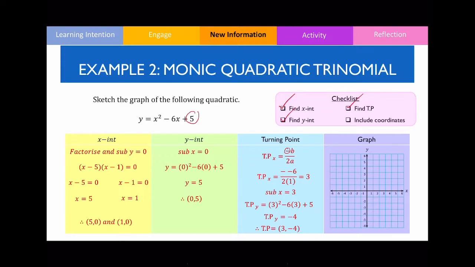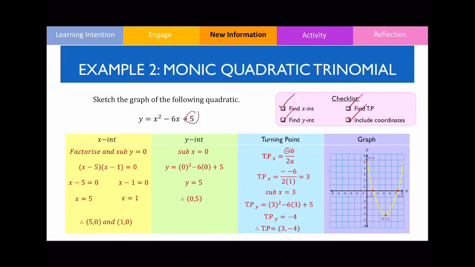So now I'm going to graph this, okay? I'll plot the points first onto my Cartesian plane. These are my coordinates over here. I'll now draw a curve that connects each of these points. And the last thing that I need to do is include coordinates. So therefore, I've included the coordinates as shown over here.